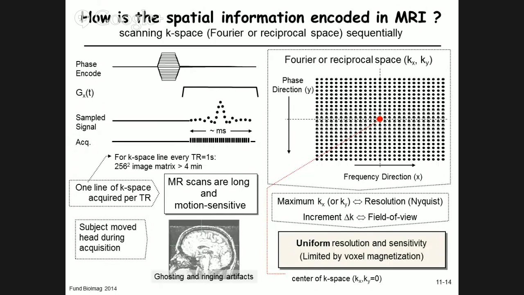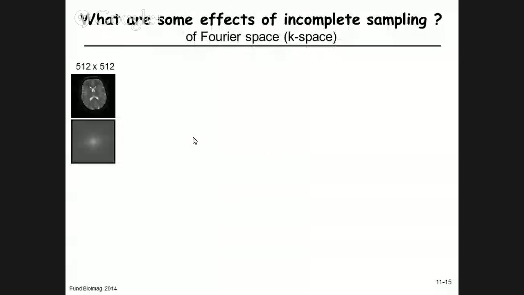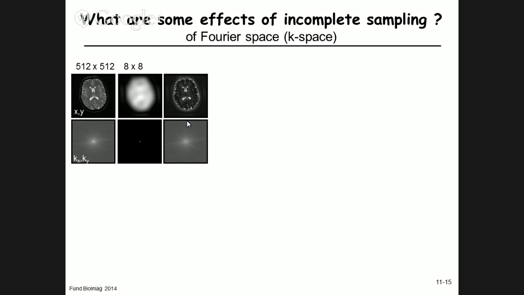So I'll illustrate this with some effects of incomplete sampling. This is a 512 by 512 matrix. This is what you see on the screen. This is what you want to look at. This is a brain. This is what the computer collects. So this is xy, this is kx, ky. This is what's measured. After Fourier transformation, this is what you get. You can think about what your brain looks like, Fourier transformed. That's actually what the scanner sees. Or your hand, or whichever object you want.